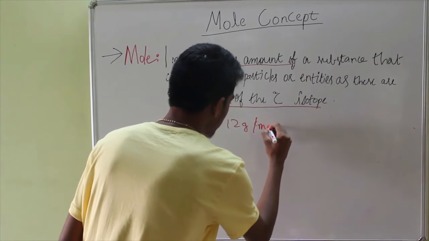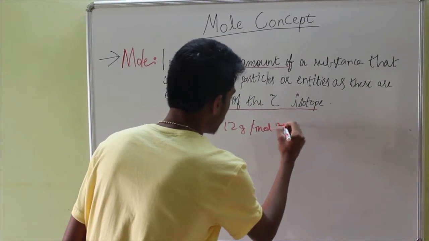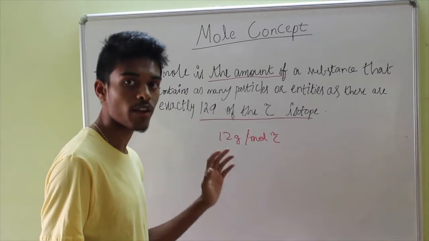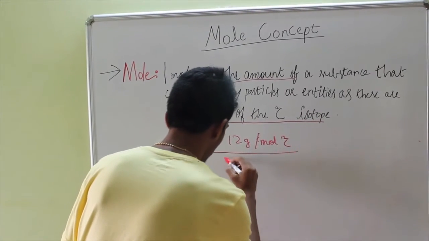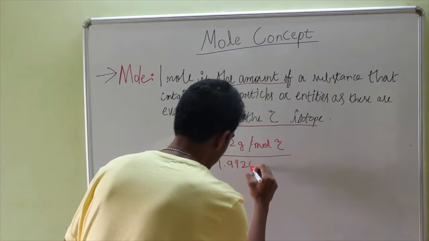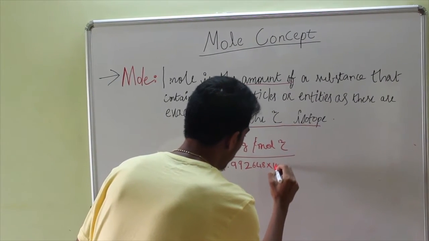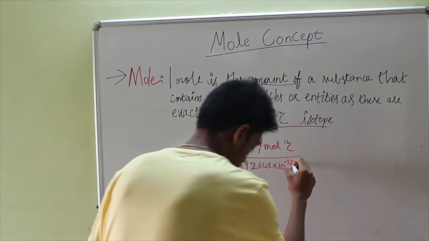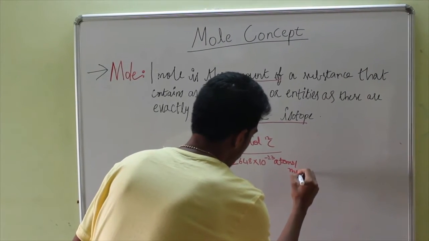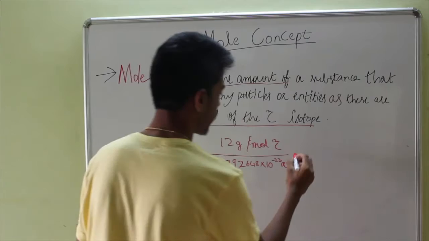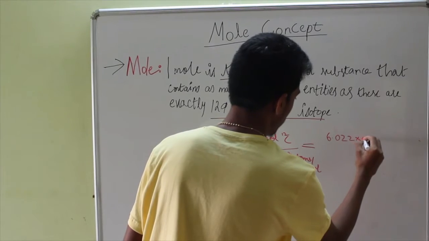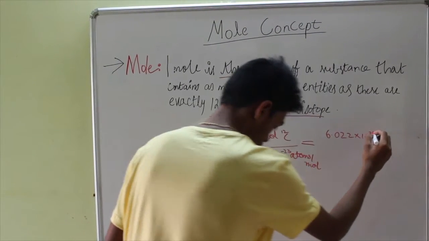per mole of carbon 12 isotope, and we'll be dividing this with the mass of carbon 12, which is 1.992648 into 10 to the power of minus 23 atoms per mole. Now dividing these, we get a value that is 6.022 into 10 to the power of 23 atoms per mole.